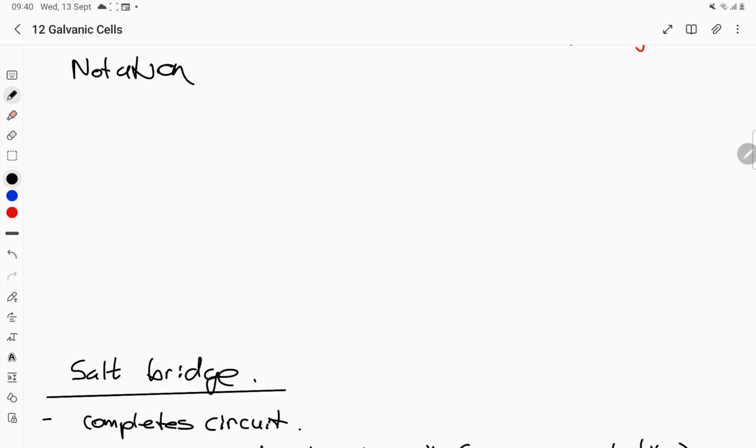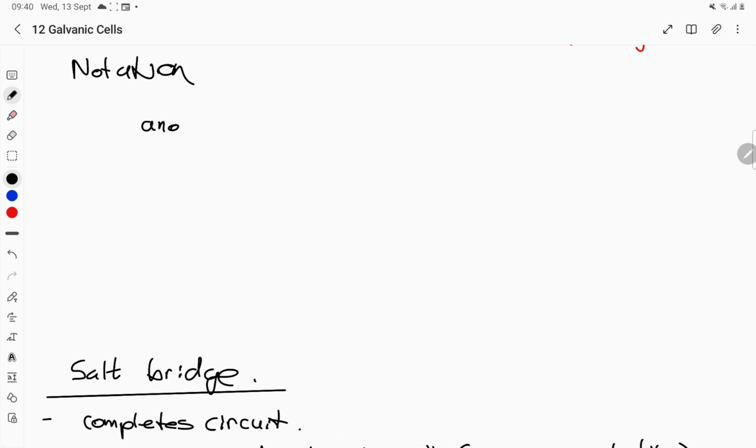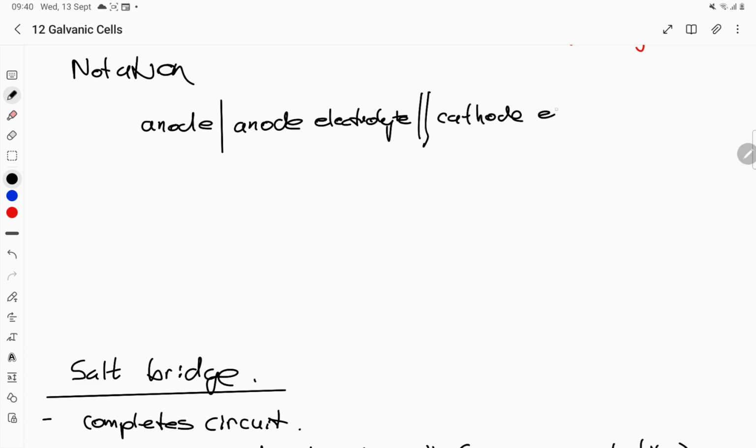All right, some new work. We have cell notation. Cell notation is quite simple if you just have a little pattern to follow. So what happens is this. We have anode, vertical line, anode electrolyte, that's a solution. Salt bridge, that's the double line. And then we have cathode electrolyte, that's the solution, to the cathode.